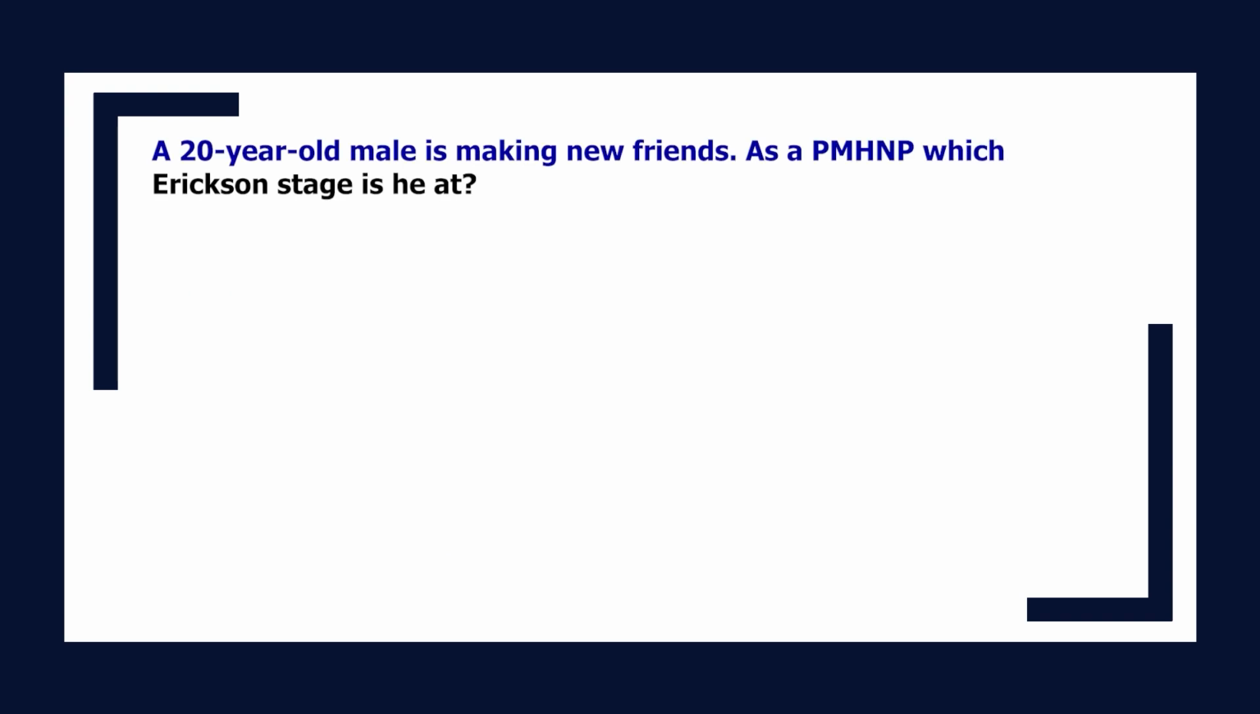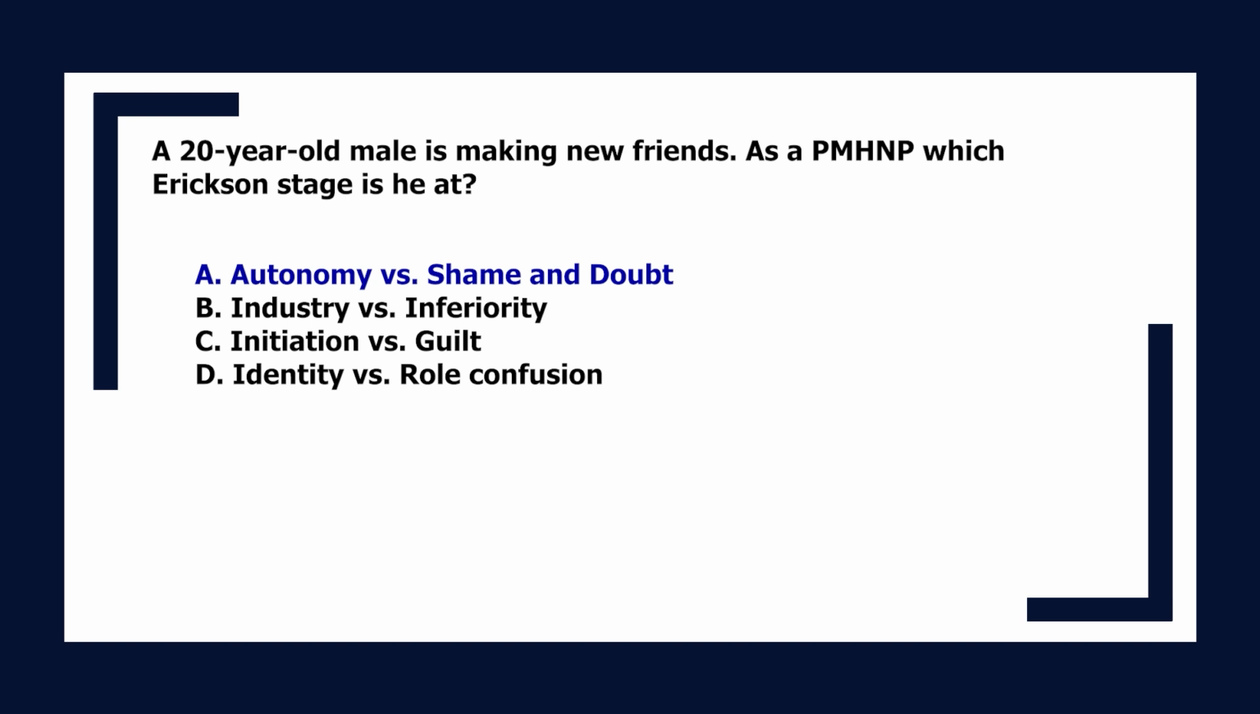A 20-year-old male is making new friends. As a PMHNP, which Erikson stage is he at? A. Autonomy versus shame and doubt. B. Industry versus inferiority. C. Initiation versus guilt. D. Identity versus role confusion. The answer is D. Identity versus role confusion.